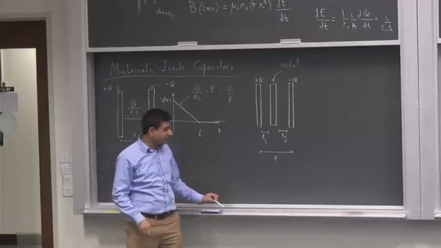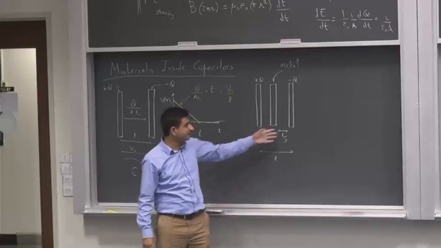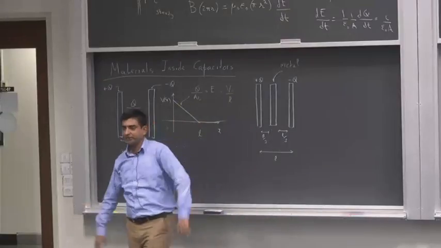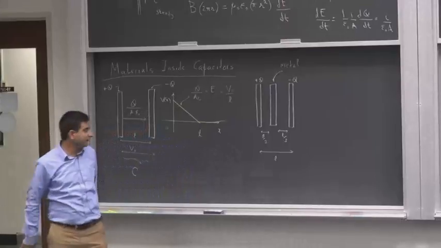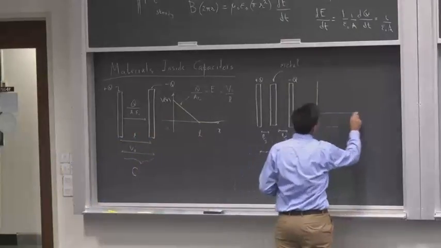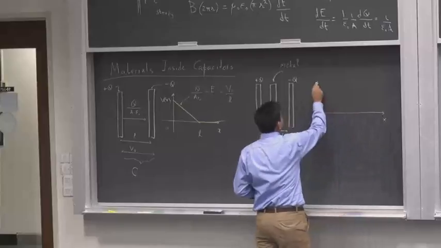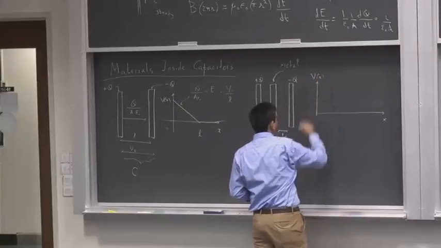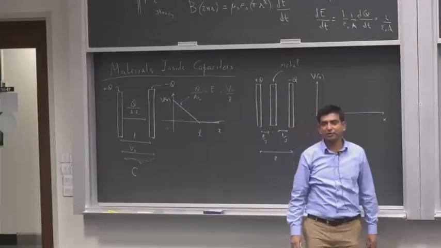What's going to happen to the electric fields inside this region and the potentials? If I would like to plot the potential versus x in this landscape, what is this potential going to look like? Can you give it a shot? Can you give it a try?